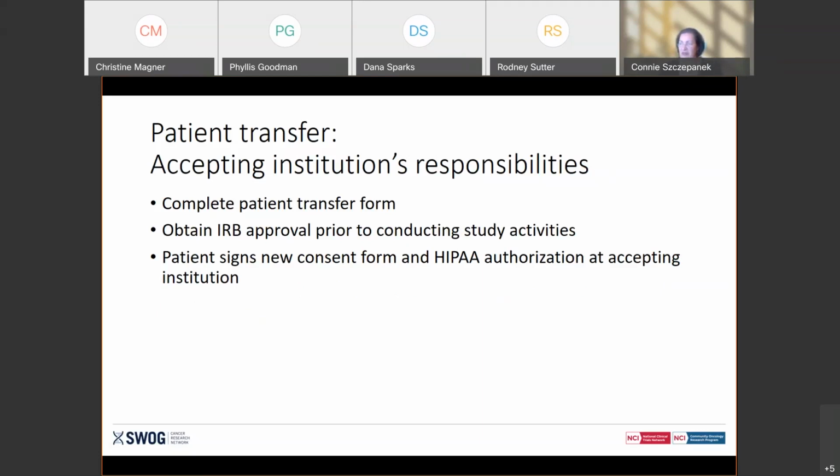It's also important that the patient signs a new consent form, but especially a new HIPAA authorization at the accepting institution. In the olden days, many sites included their HIPAA in their consent forms. They weren't separate, but in reality, HIPAA is a local approval. So it's important that as the patient moves to a new authorization zone, if you will, a new system, a new hospital, a new place, that there be a current HIPAA authorization in place so that no one gets in trouble for sharing information when they shouldn't. Next slide, please.